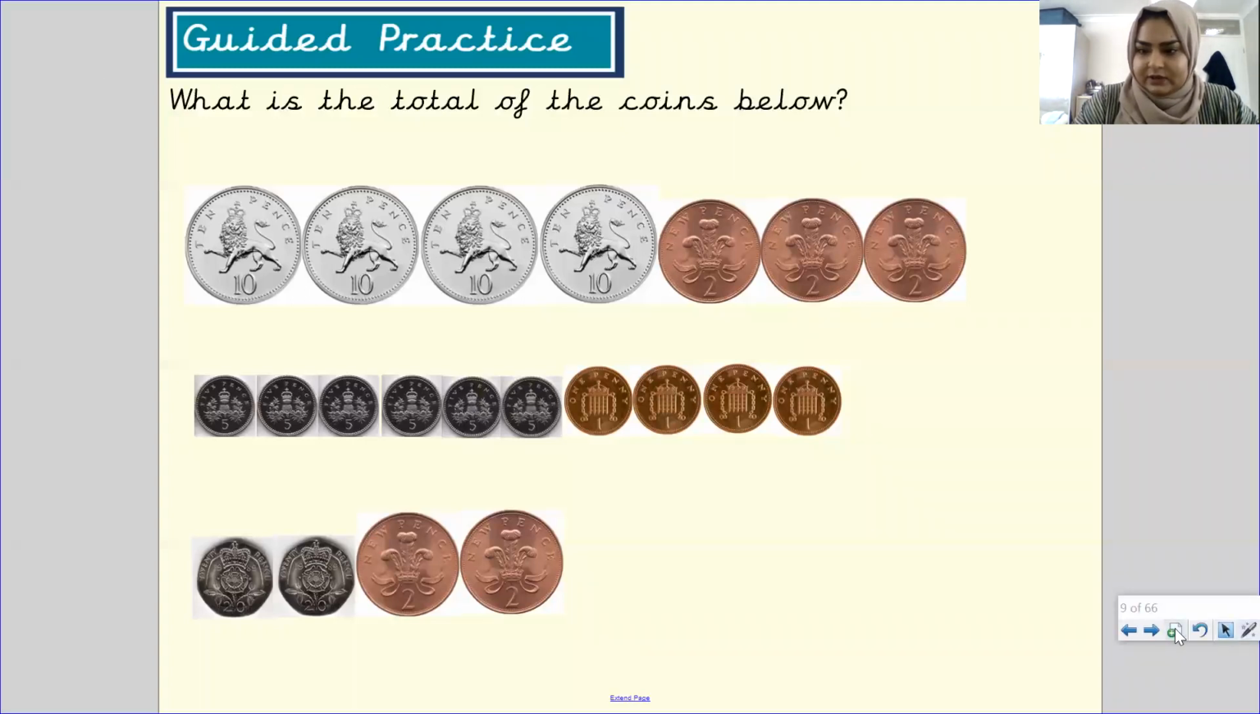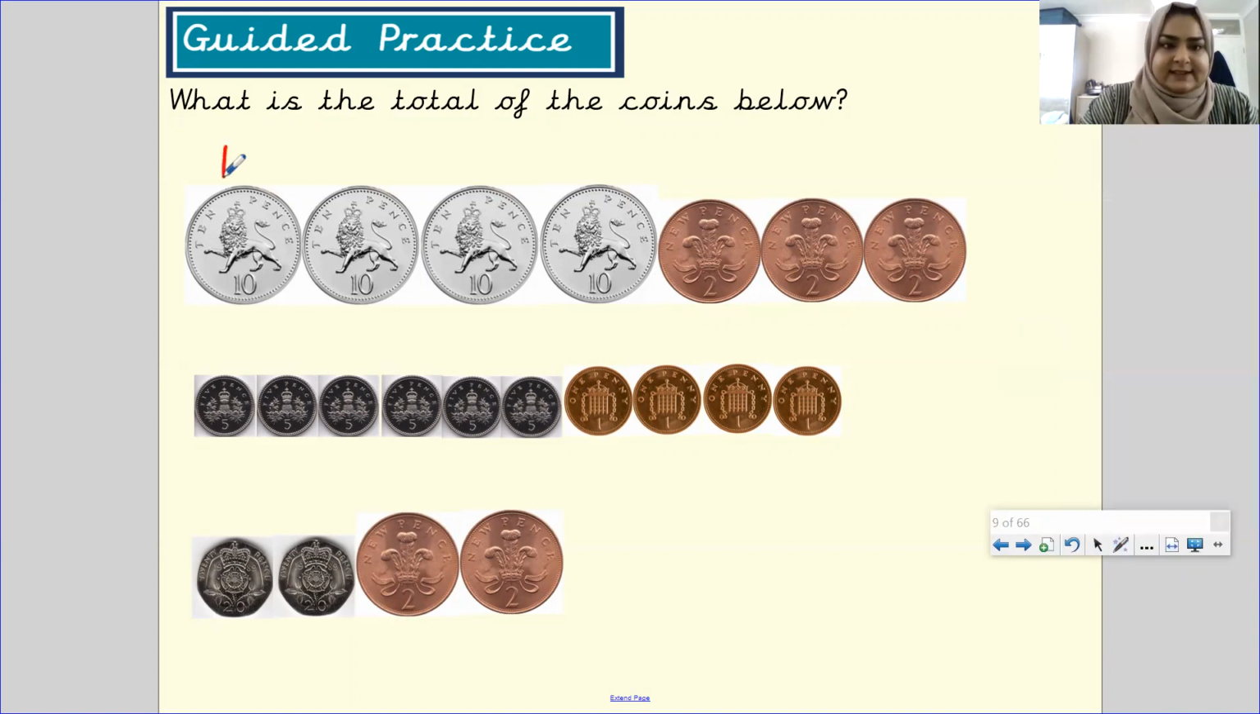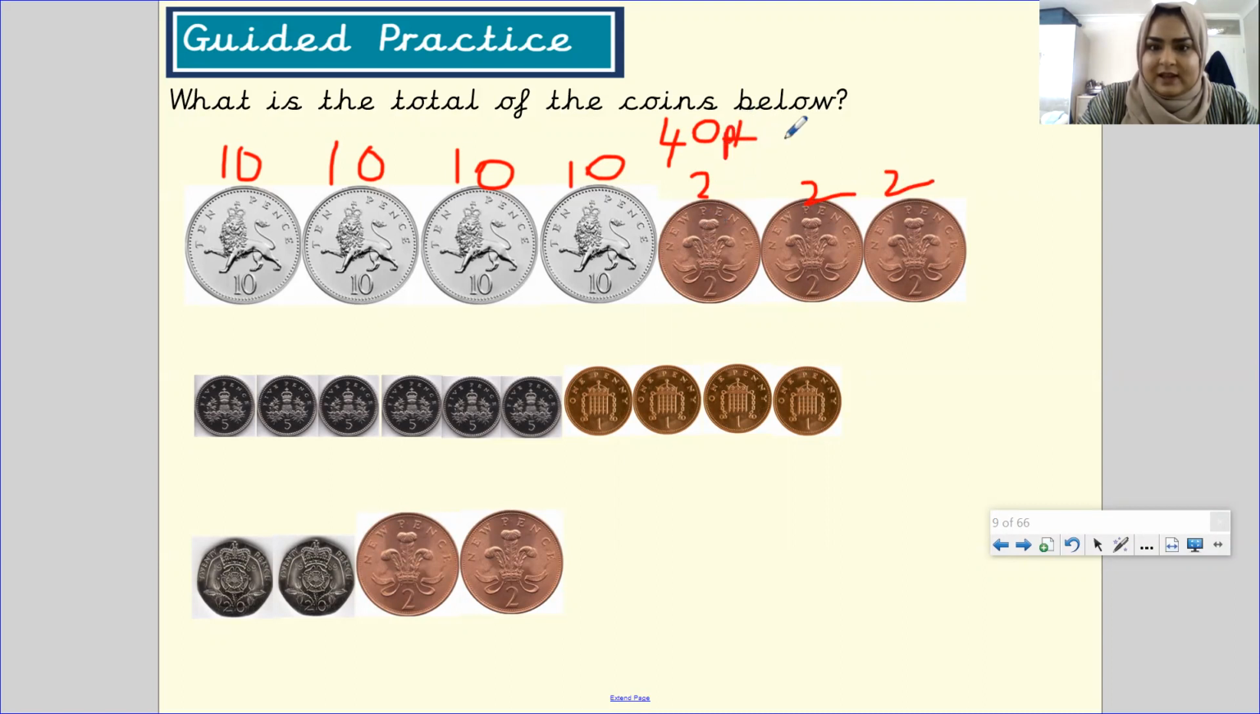Okay, fantastic. So now let's work this out. So over here, I see 10p, 10p, 10p, and 10p. So that means I have 10, 20, 30, 40. So I have 40 plus, let's count this, 2, 4, 6. So I have 40p plus 6p, which means I have 46p.